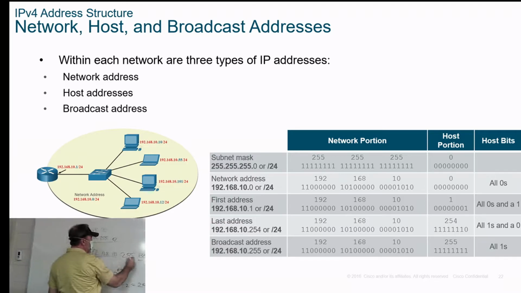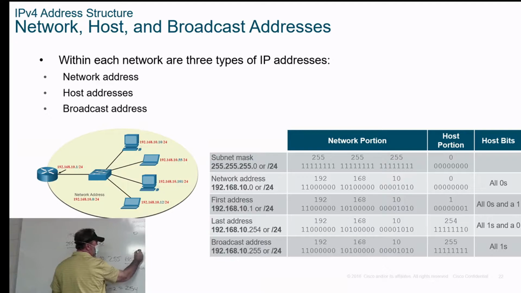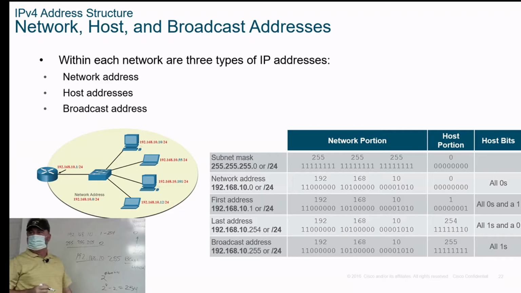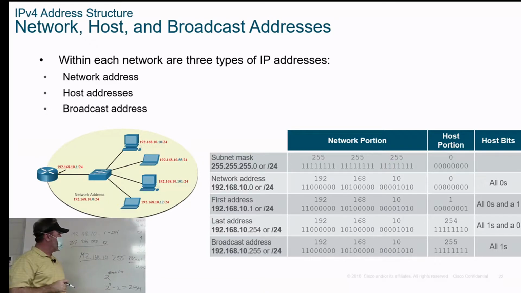And so everything in between, so we said we can't use 0, we can't use 255. So everything in between is usable. So in my mind, that says 1 through 254, right? Because we can go from 0 to 255 inside of an octet. So the first usable address would be?